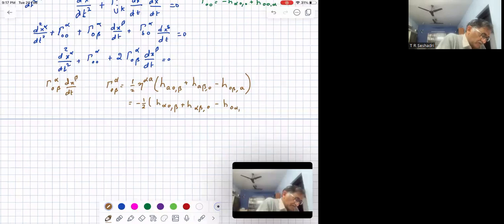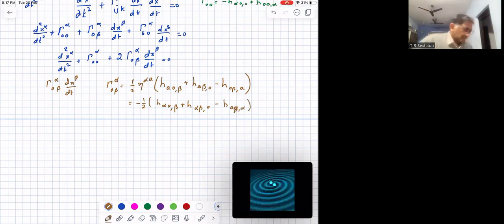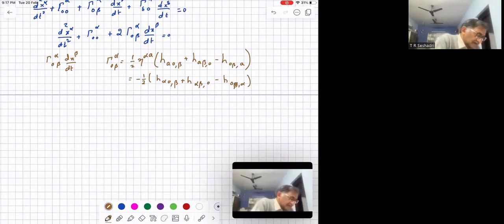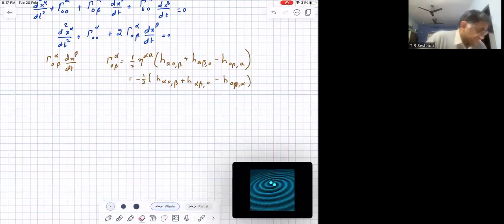Zero alpha comma, so zero beta comma alpha. H need not be symmetric, right? H will be symmetric. H is symmetric, because eta is symmetric, G is symmetric, so H has to be symmetric.